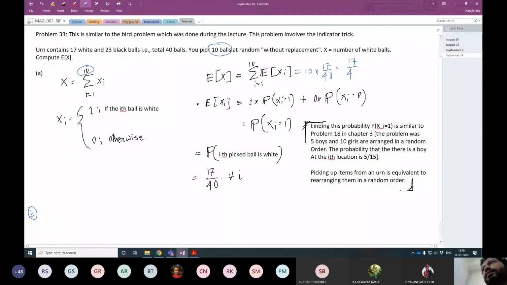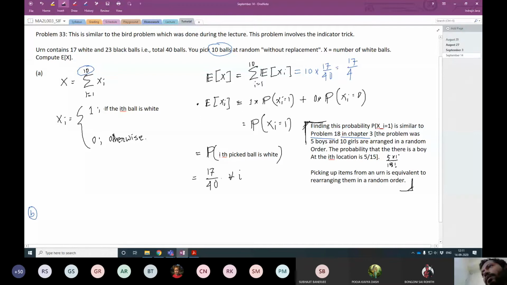Okay. So the problem was you arrange 5 boys and 10 girls in random order. And what is the probability there is a boy at the ith location? The probability was calculated in the following way. There are 15 factorial ways to arrange all the people, and then at the ith location you put a boy, which can be done in 5 ways, and the other 14 locations you just put in a random order, which is 14 factorial. This is 5 over 15. The same logic can be applied here.